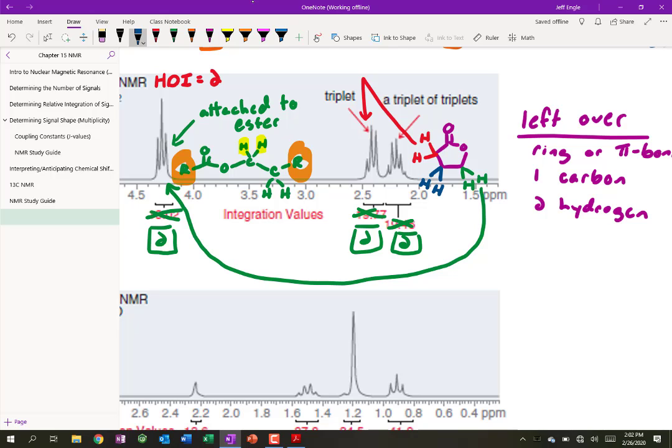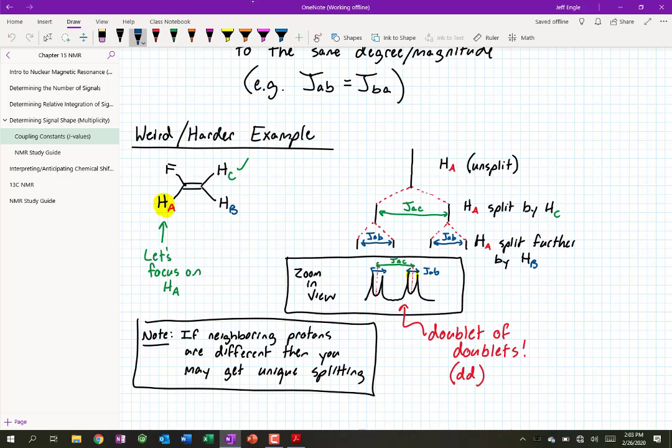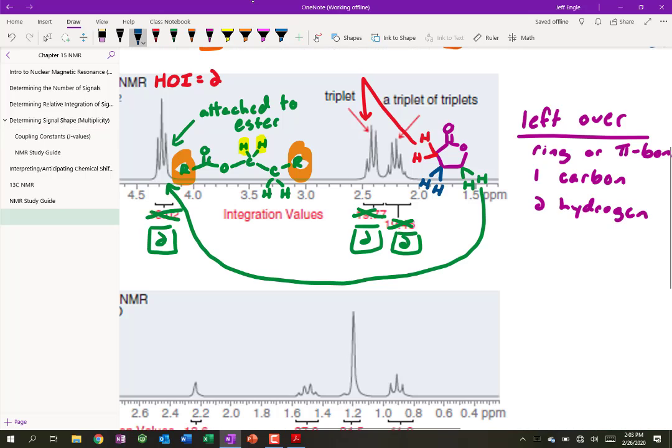Why is this showing up as a triplet of triplets? Does anybody know why it's not showing up as a pentet? For those blue ones? Yeah, because the neighbors aren't all the same. They'll actually split to different magnitudes, kind of like I was talking about over here, where in this example we had a proton split by one neighbor type and then separately by another neighbor type, and that led to this doublet of doublets situation. Same thing is happening over here. The red protons, being one set of neighbors, are different than the green protons. So we're getting this complicated splitting pattern.